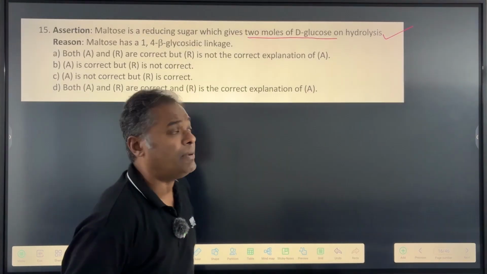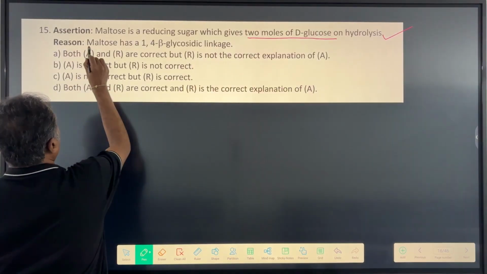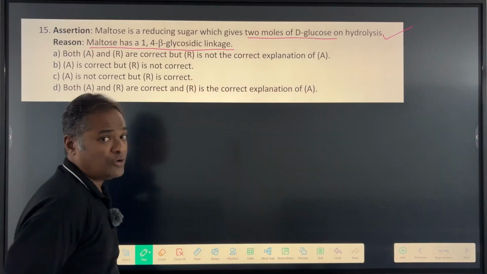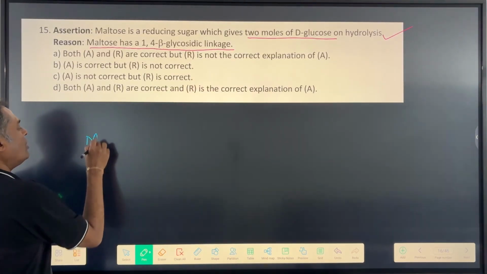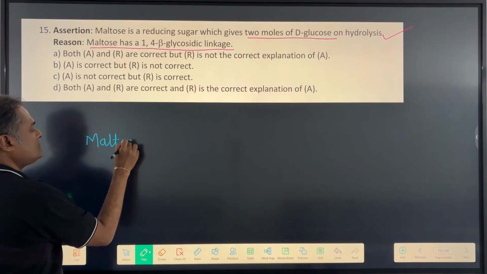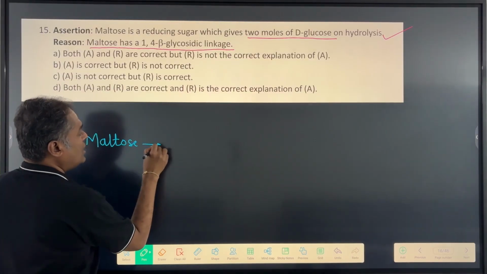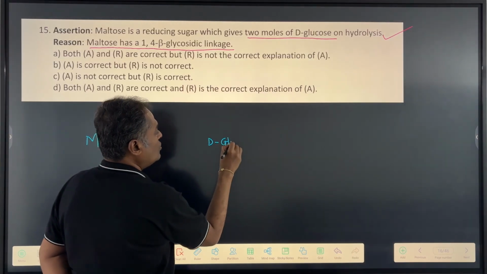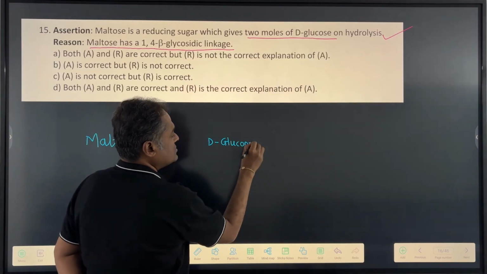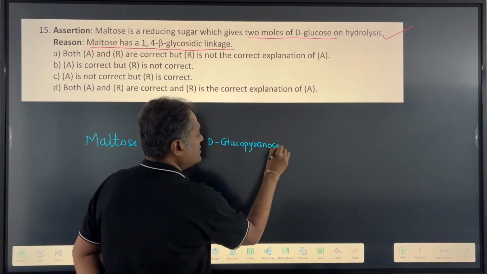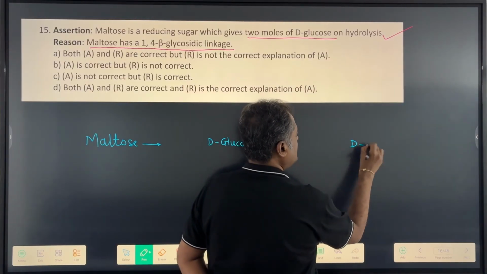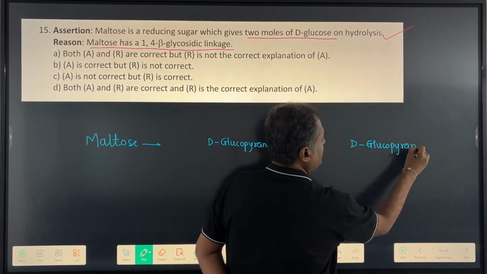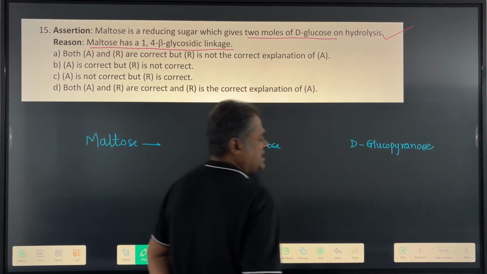Now, let us see statement number 2. Statement number 2 says that maltose has a 1,4 beta glycosidic linkage. Now, you should know one thing, child. When you talk about maltose, maltose is nothing but a combination of D-glucopyranose and another unit which is also D-glucopyranose. That means you have a glucose unit only, which is 6 membered.